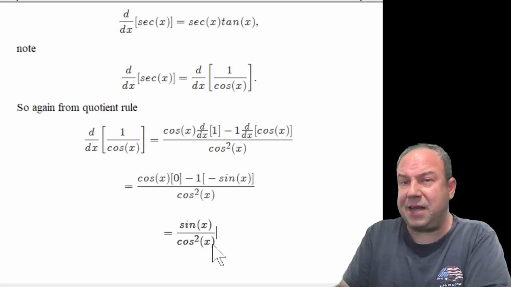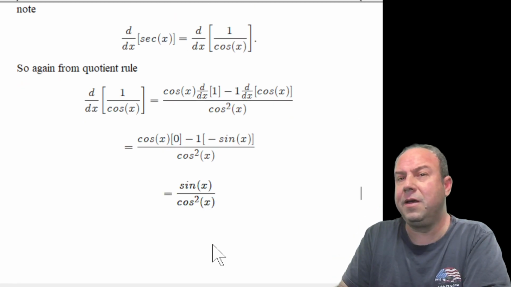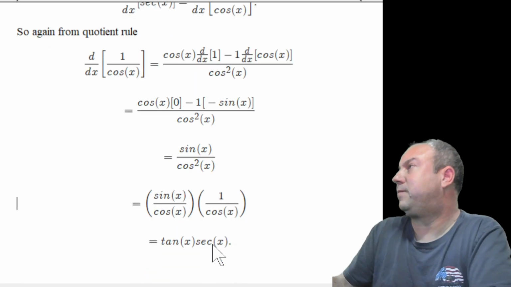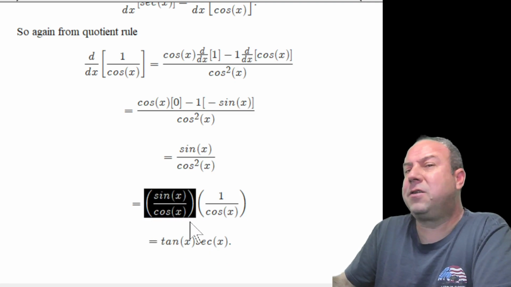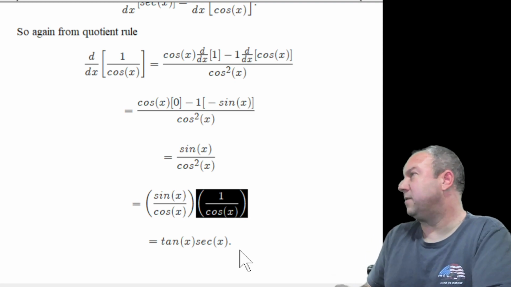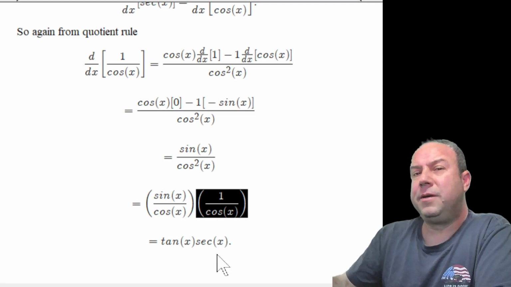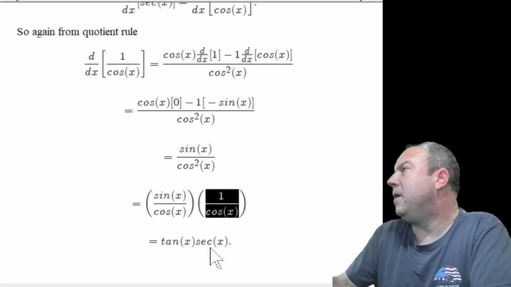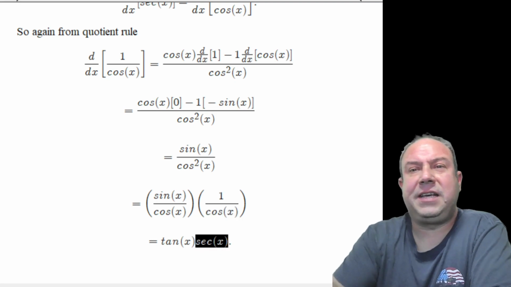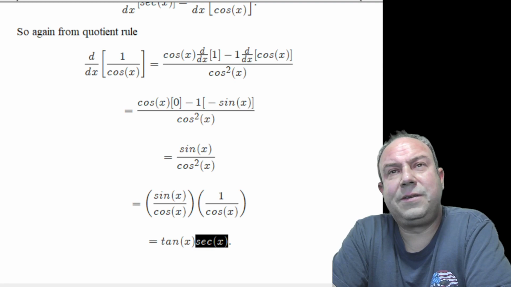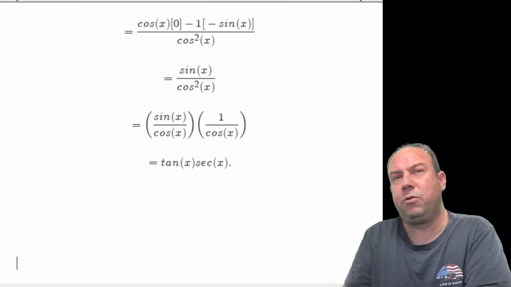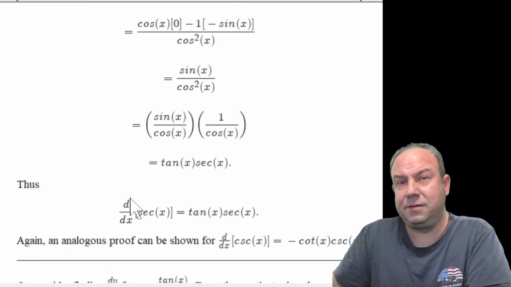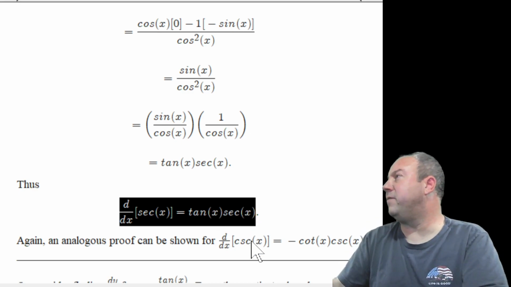We can take that statement and break it apart into the product of the sine x over cosine x with 1 over the cosine x, where sine x over cosine x we again understand is the tangent of x, and 1 over cosine x we understand is the secant of x. And thus, by quotient rule, the derivative for the secant of x is just the tangent of x times secant of x.